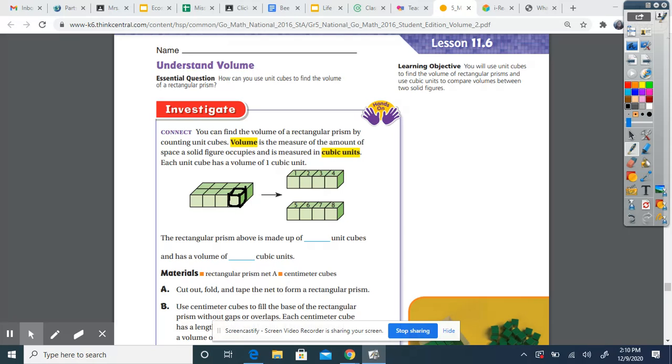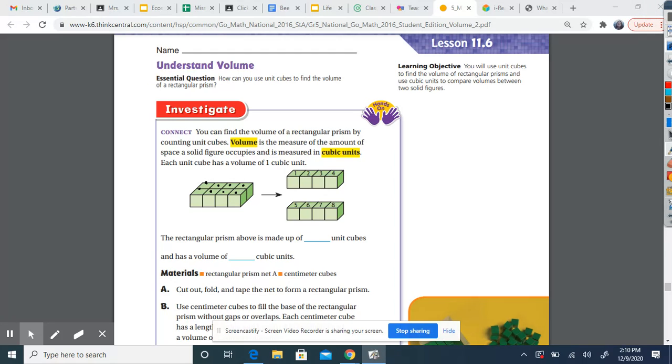To find the volume, we're trying to find the amount of space a solid figure occupies, and it's measured in cubic units. To figure out how many cubic units we have, one way is by simply counting the number of cubic units that we have. So we have 1, 2, 3, 4, 5, 6, 7, 8. So that means our volume would equal 8 cubic units. If we don't have any measurements like inches, we would just put cubic units.